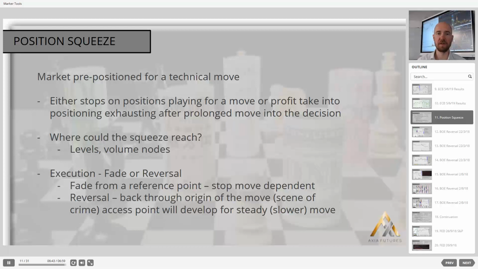So let's go and have a look at the first example of this, and this is a move over the Bank of England, where you have had the market position itself into the decision. So let's go and have a quick look at that.